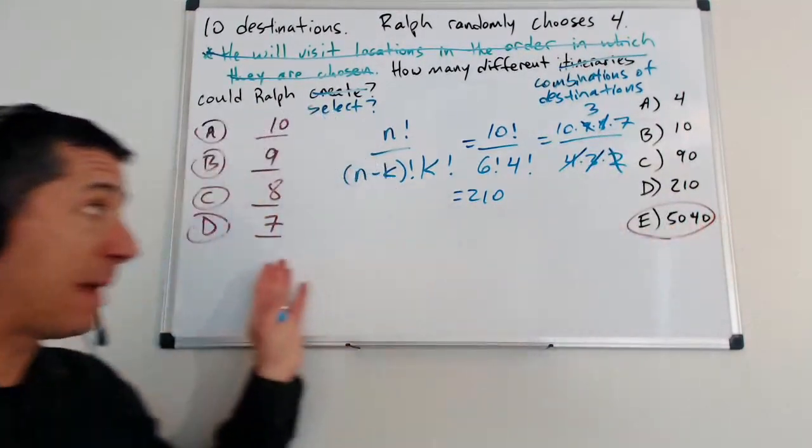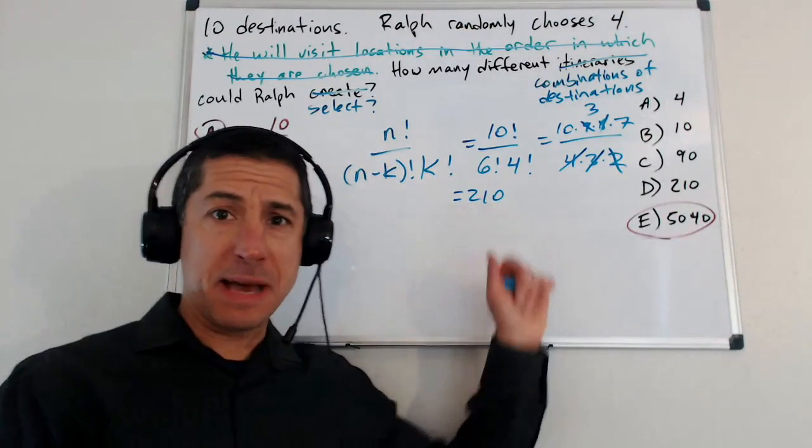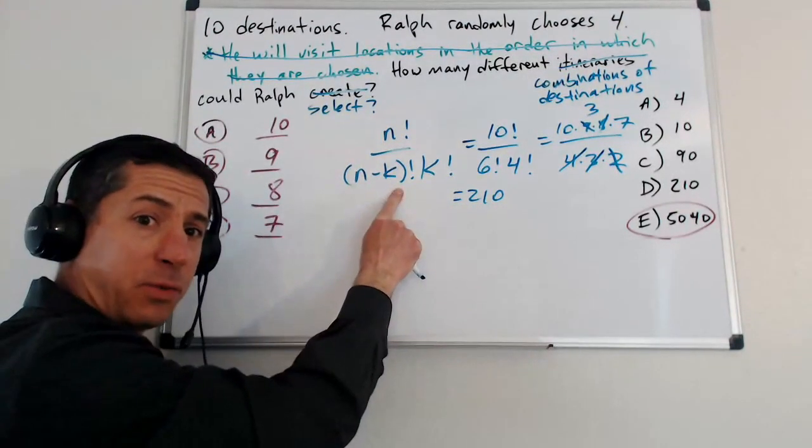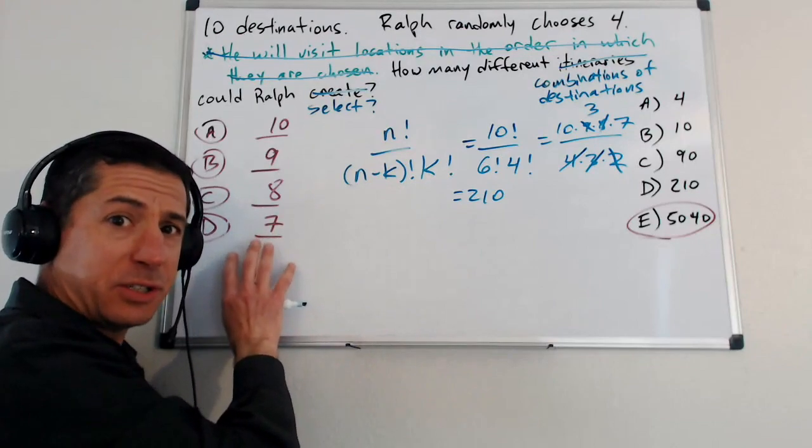Now notice here, one of the incorrect answers is 210 because the way the original question was phrased, order matters. This is what you would do if order doesn't matter. Now notice, order doesn't matter, use a formula. Order matters, just use slots, no formula needed.